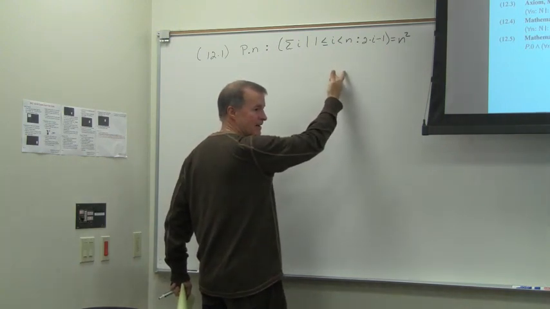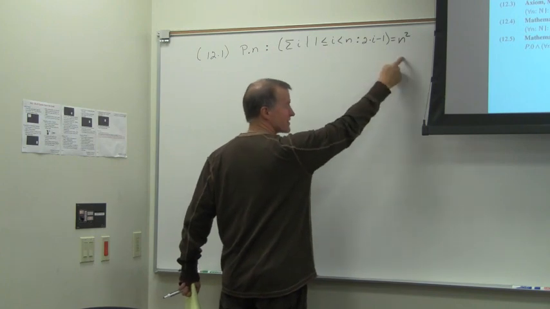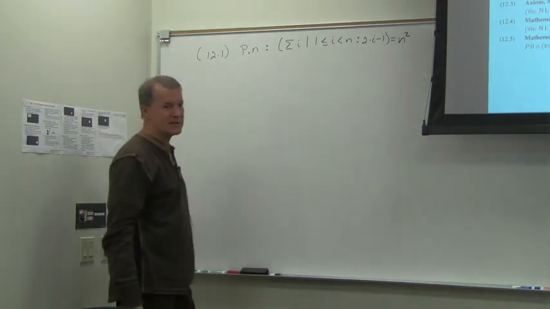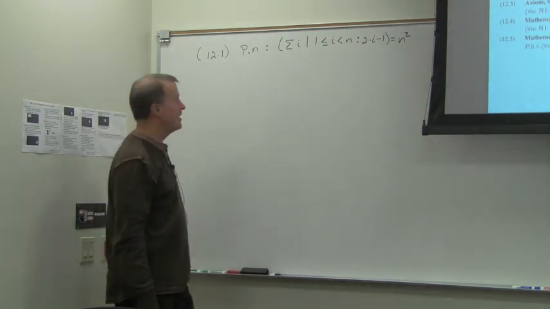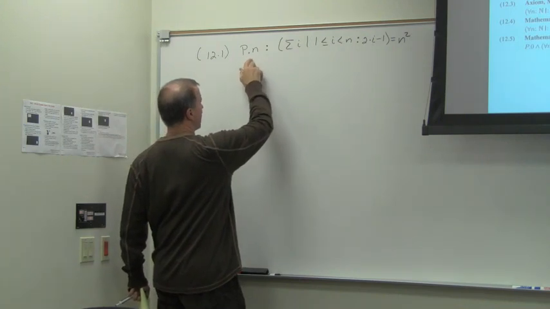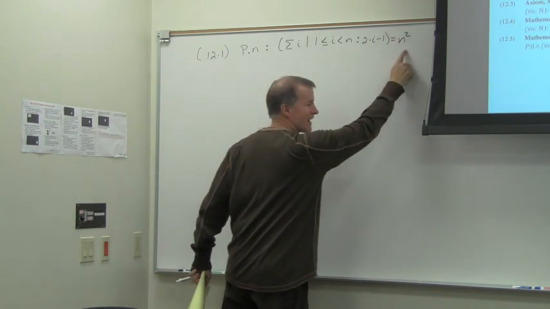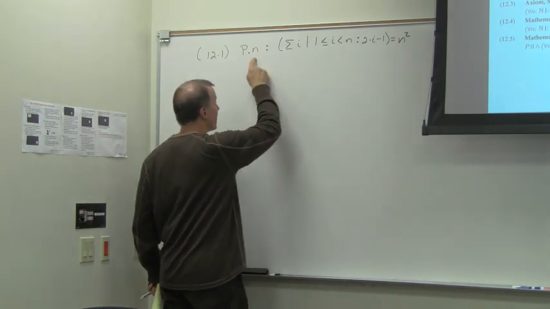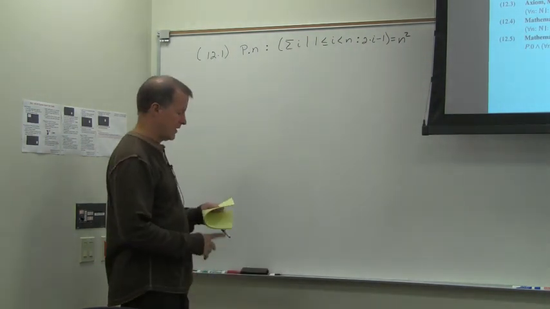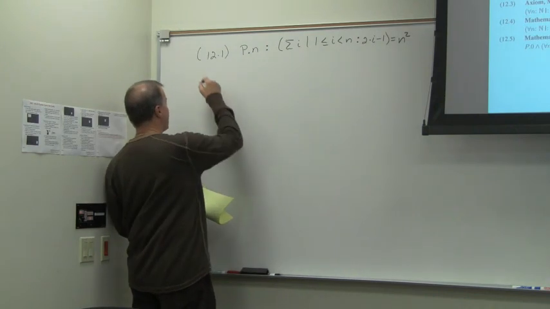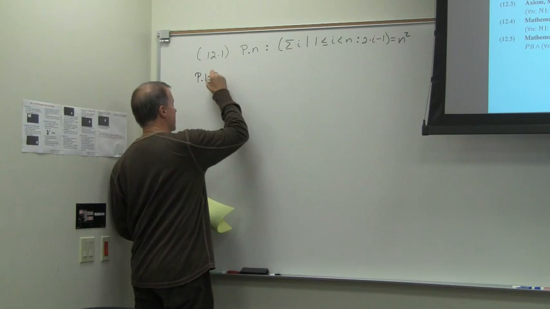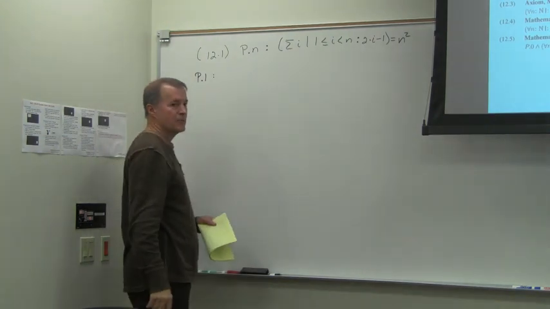Are you with me? And we're saying that whatever this is, that equals this N squared, right? So this N is the same as this N. So this whole expression has an N in it. That's why we say P.N, because there is an N in this whole thing. For example, let's just expand it out and write down P.1.